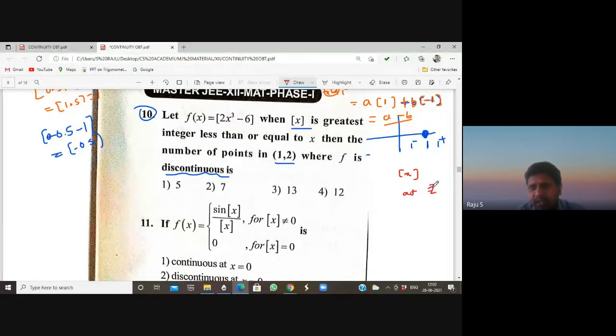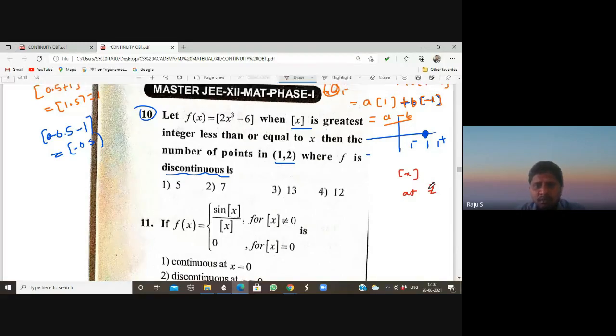At every integer, am I right? x is equal to 1, 0, 1, plus or minus 1, plus or minus 2, plus or minus 3. Like at every integer, the greatest integer function is discontinuous. It jumps. So it is not continuous at every integer. Like that, [x] is discontinuous at every integer.